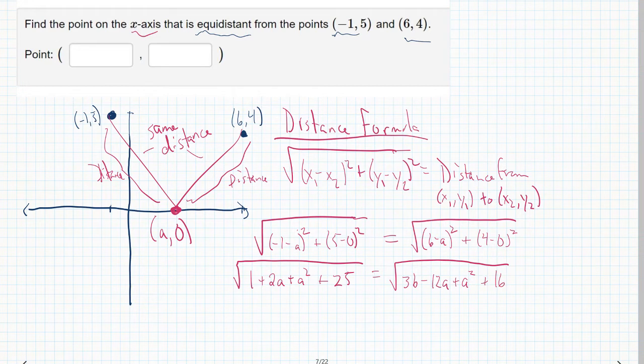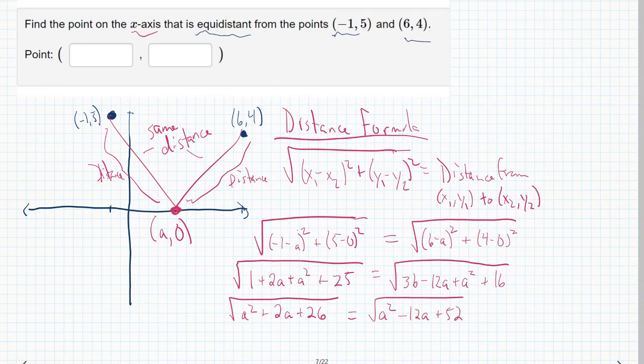So brushing that up just a little bit, we get the square root of, we'll put the a squared in front, plus the 2a, plus 26 over on this side, equals the square root of a squared minus 12a, and then, what do we have? 36 plus 16, I believe that's 52.